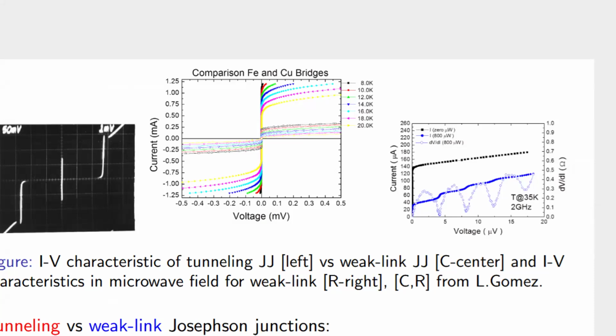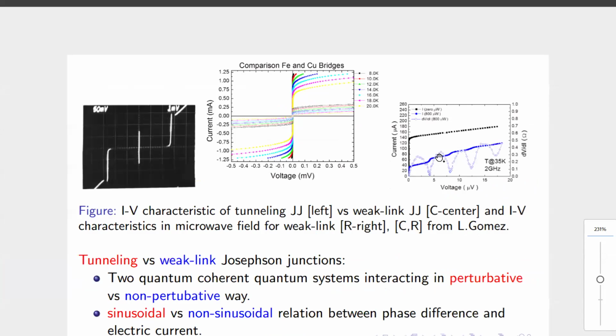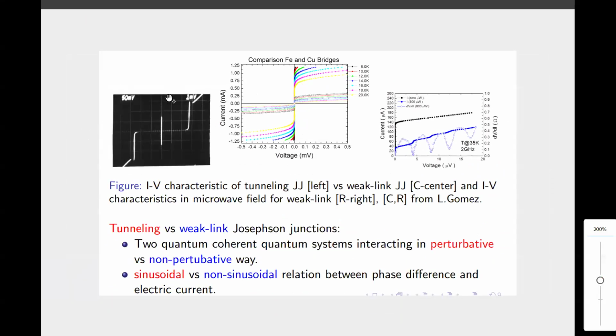So this is the case of existence of Shapiro steps. This is the experimentally generated IV characteristics for a weak link. On the other hand, if you have a tunneling Josephson junction, you basically deal with such a type of structure.